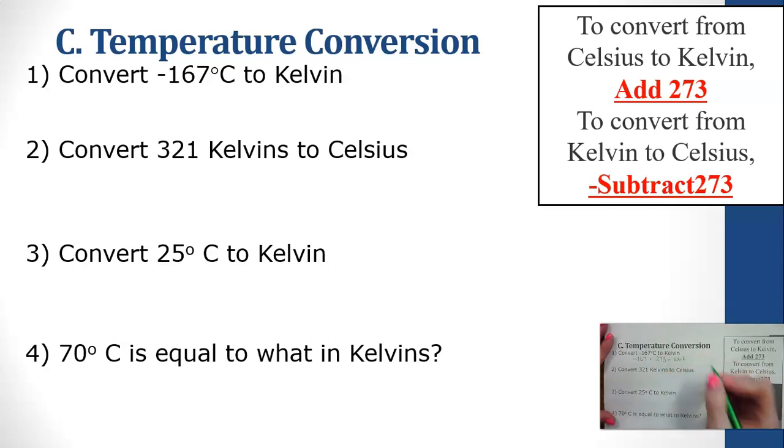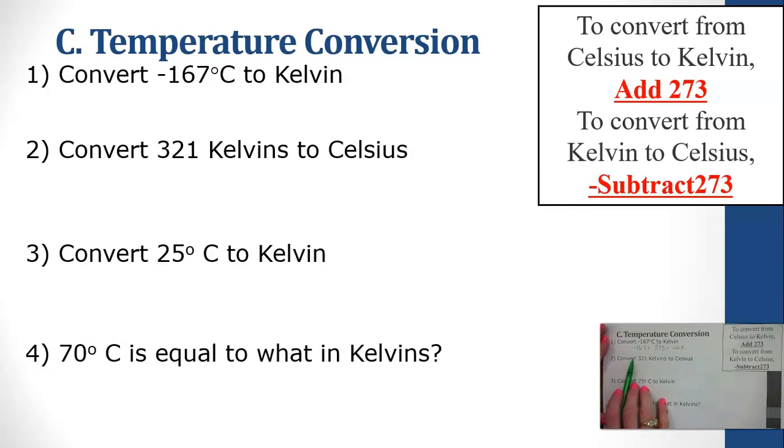Kelvin. Now we don't say degrees Kelvin when we're using Kelvin. It's just Kelvin. All right? No degree symbol or sign. Convert 321 Kelvin to Celsius. So we're going the opposite way. We've got Kelvin and we're going to Celsius, so we're going to subtract 273. Oop, there goes my pencil.